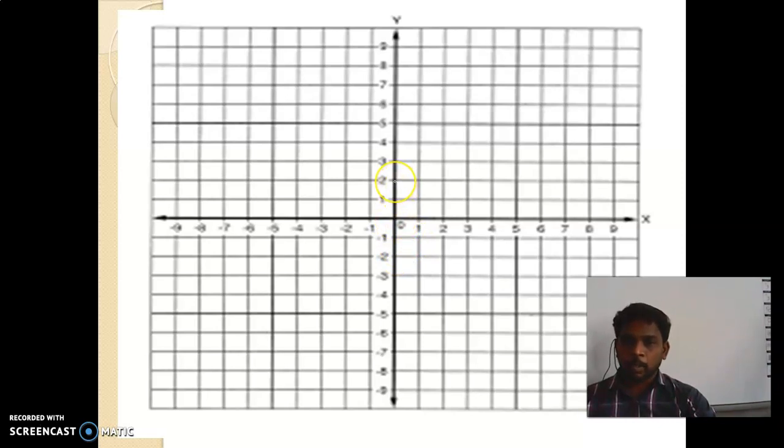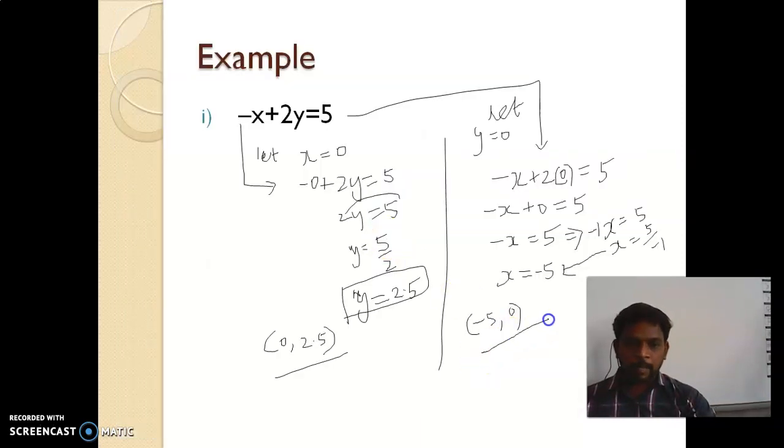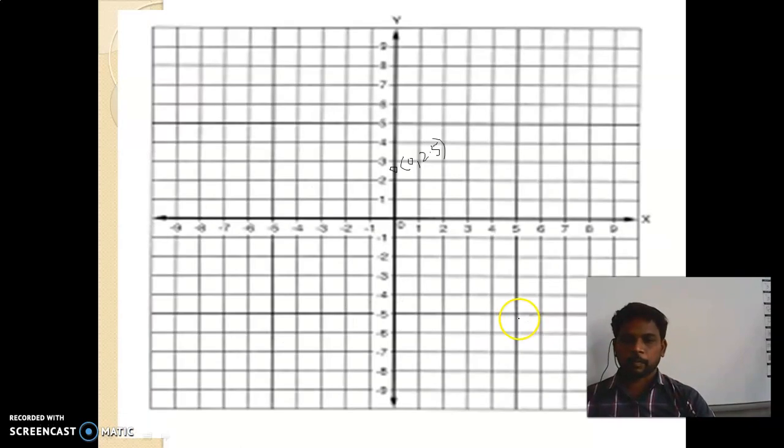So here 2 is here and 3 is here, so 0.5 is maybe here in the middle. Okay, so this point is (0, 2.5). This is the location. And next, what is another point? Another point is (-5, 0). So x value is minus 5 and y is 0. That is abscissa minus 5, ordinate 0.